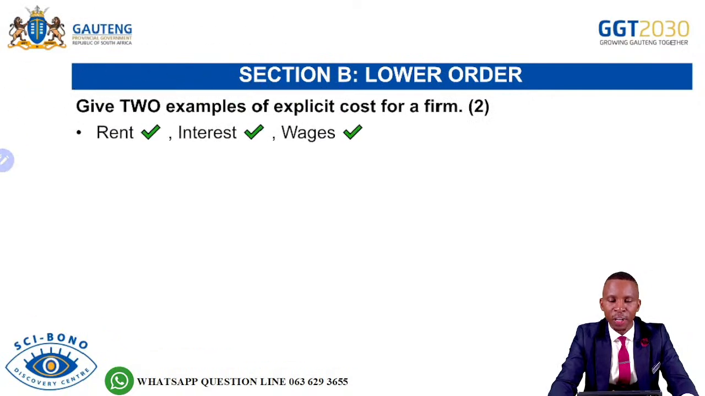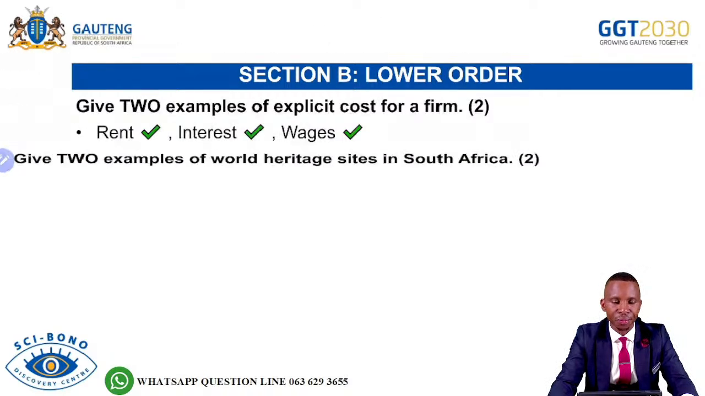Give 2 examples of explicit costs for a firm. We talk about the rent, interest, and wages.